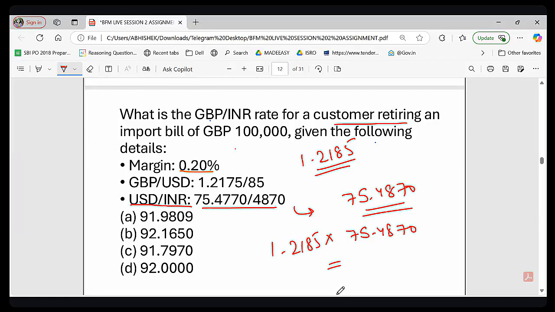Why am I multiplying? Because you have to find the GBP per INR, right? So GBP per INR is nothing but GBP per USD multiplied by USD per INR. That is why we are multiplying, right? So what is the answer you will get after multiplication of these two?